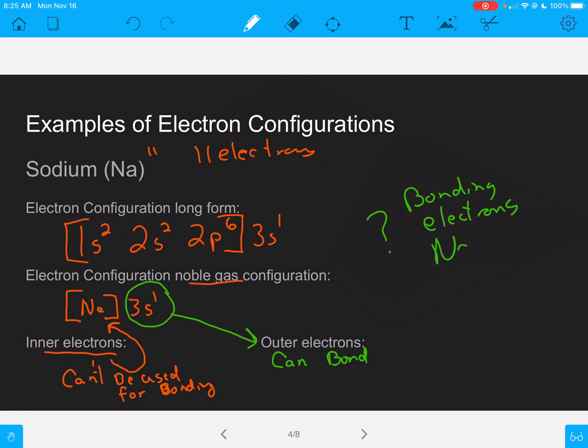does sodium have? Well, let's see. How many electrons are here? Just this guy right here. So it has one bonding electron. And we call this bonding electron a valence electron. Okay? So that is a valence electron. One bonding electron. So let's do another one.